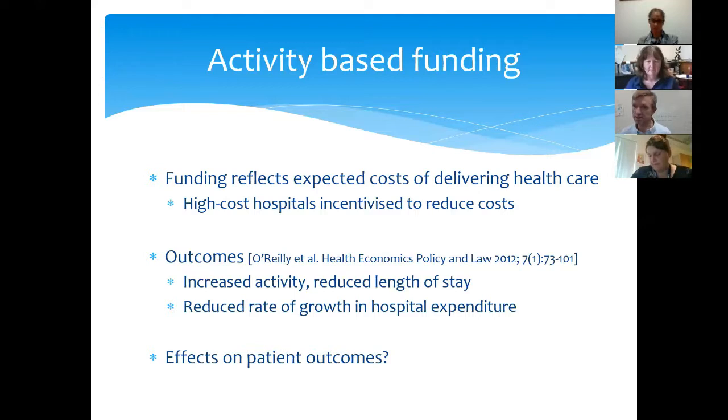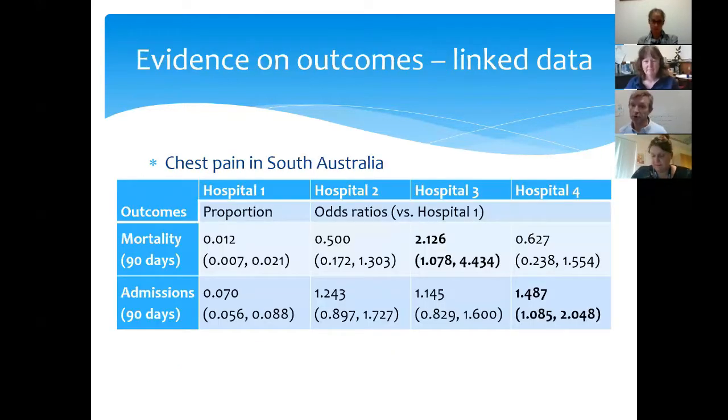So we've got this incentive to reduce costs, but what's happening with respect to outcomes? And that's really an area where there hasn't been a whole lot of research, but with the advent of linked data, we can now look at outcomes beyond discharge. So previously, we really had to focus on inpatient mortality, but now we can go beyond discharge and look at readmissions, or related readmissions and mortality in a time period beyond discharge.